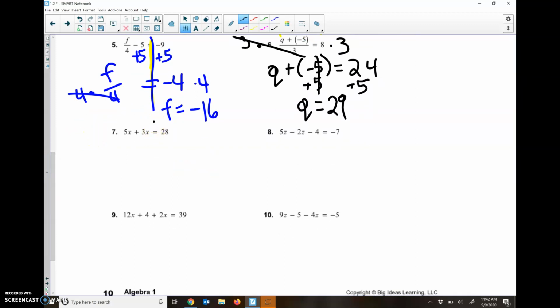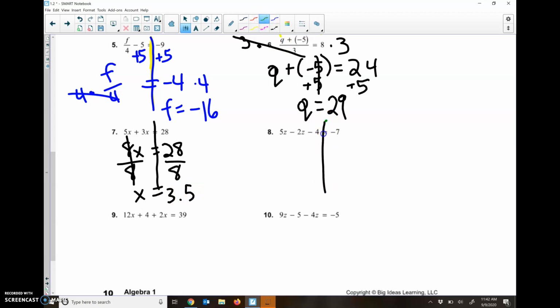Here, kind of the same thing. We want to get our like terms together. So 5x and 3x give us 8x. And this time it looks like we're going to end up with a decimal because 8 can't go into 28 evenly. So 28 divided by 8 is 3.5. So sometimes x is a fraction or a decimal. That's okay too.